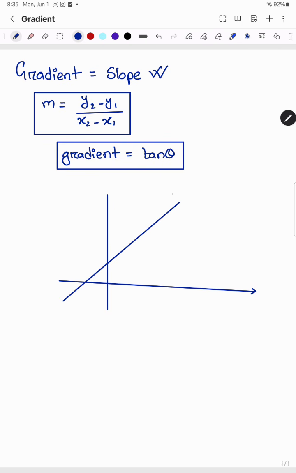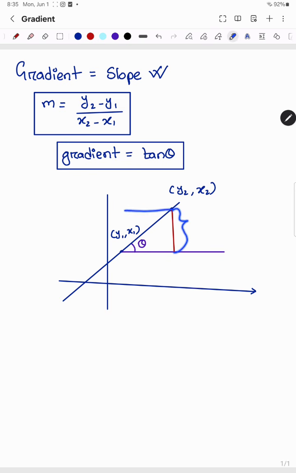So what we could say is, let's say we could take any two given points. So let's say this was y2 comma x2, and let's say this was y1 comma x1. What we could say now is that this is our angle theta. Since the angle is the same everywhere on the line, we could consider this as our angle theta.